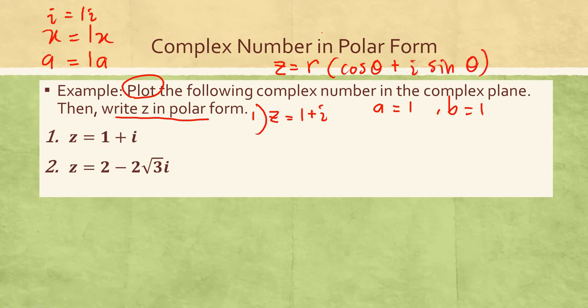What value do we need? Obviously we need R. So how to find R? R is the square root of A squared plus B squared. So I will have the square root of 1 plus 1, which is 2, so square root 2. This is my R.